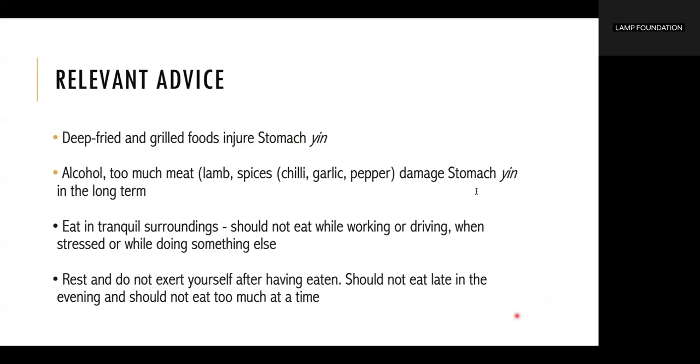Apart from being aware of what they eat, a person who is stomach yin deficient should pay close attention to how they eat. They should try to eat in as tranquil surroundings as possible, which means that they should not eat while working or driving, when they are stressed, or while they are doing something else. They also need to rest and not exert themselves after they have eaten. They should not eat late in the evening, and they should not eat too much at a time.